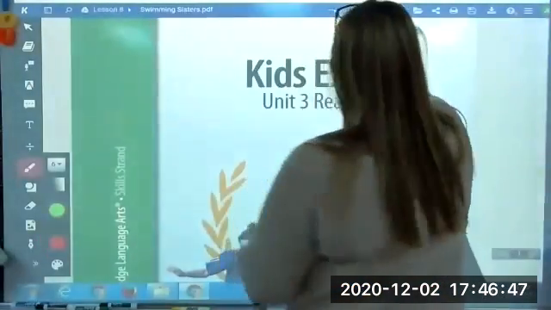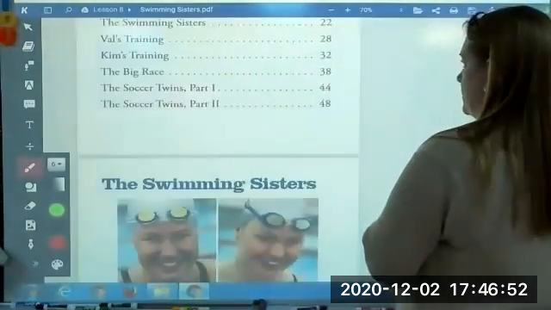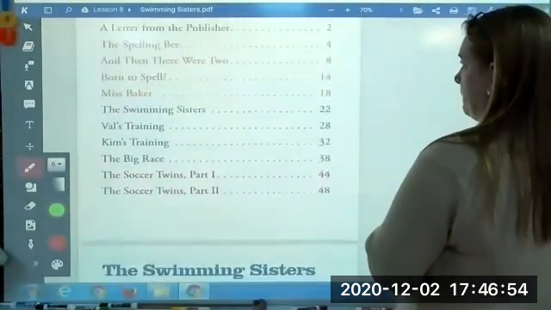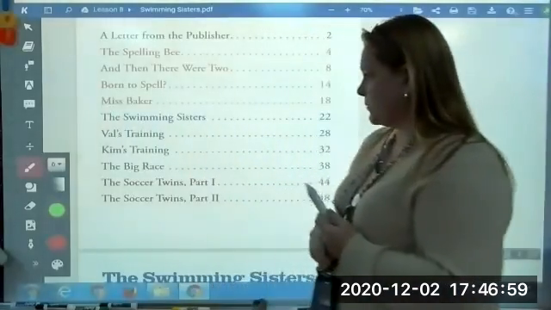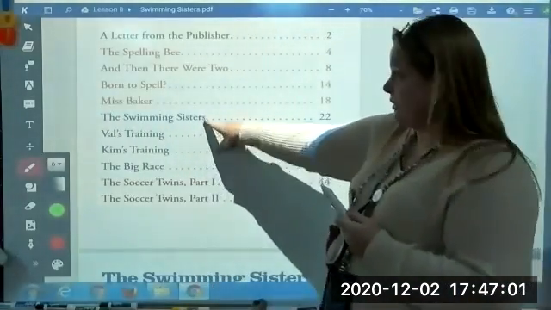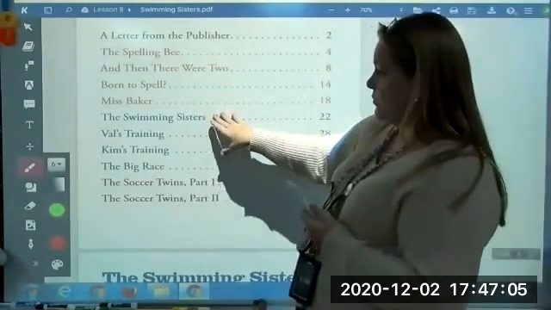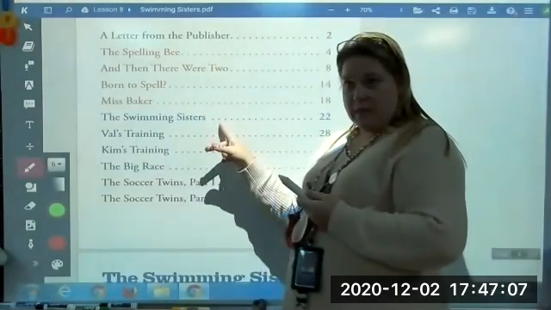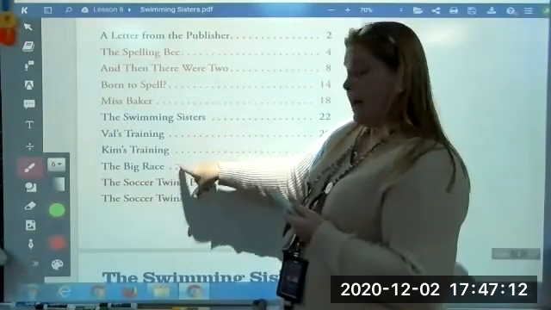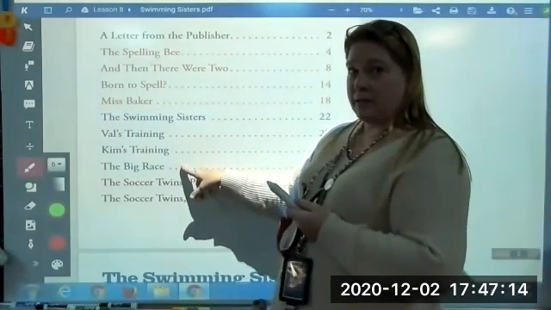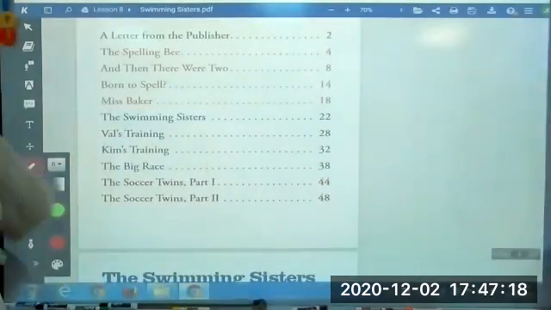So here we are on our cover page. We're going to go to the table of contents. All right, so here's our first story, The Swimming Sisters. And it's in blue. You guys notice this? The stories about the spelling bee were in yellow. The stories about the swimming sisters are going to be blue. So how many stories about swimming? There's 4 stories about swimming. Very good.